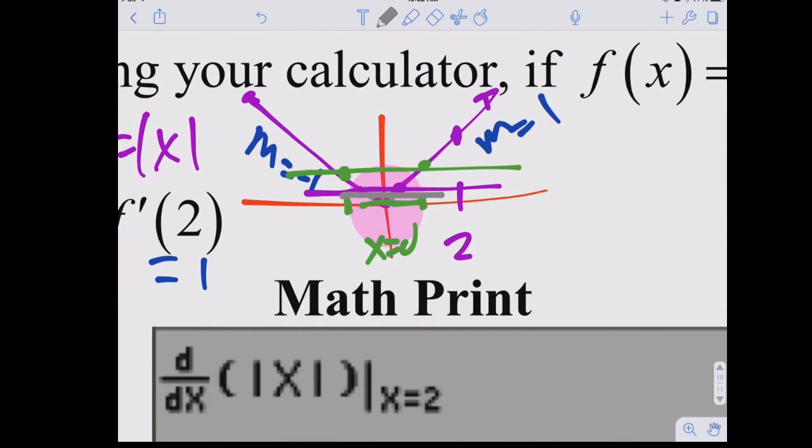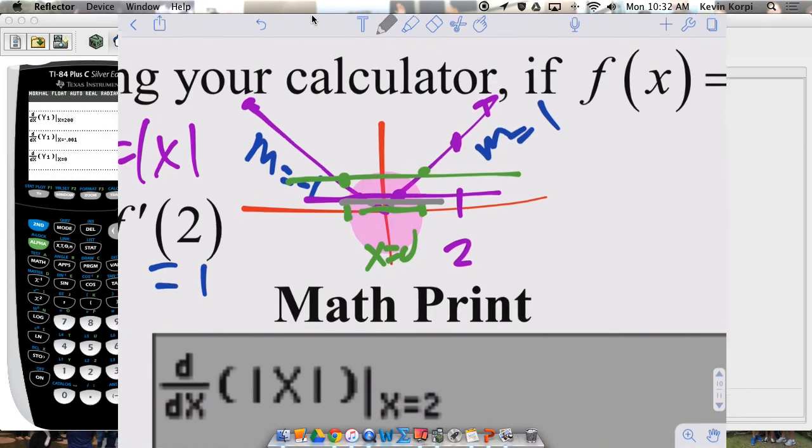Okay, so again, we'll be using our calculator quite a bit this year, but who's the thinking partner in that relationship? We are. All right, that's it. That's the end of that.